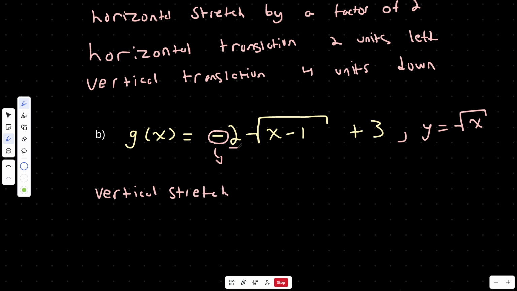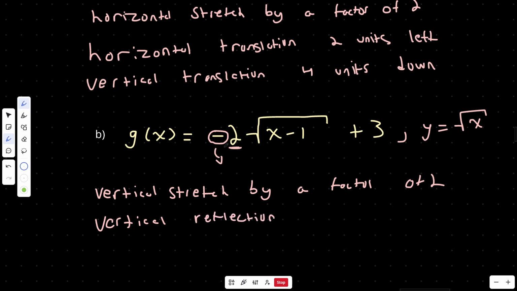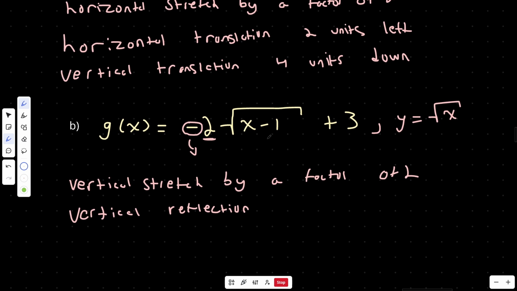So I'm going to first deal with this right here, vertical stretch by a factor of 2. And we're also going to be dealing with a vertical reflection here. So we're also going to say vertical reflection. So now that we've got our vertical stretch and reflection identified, let's move on to some translations.